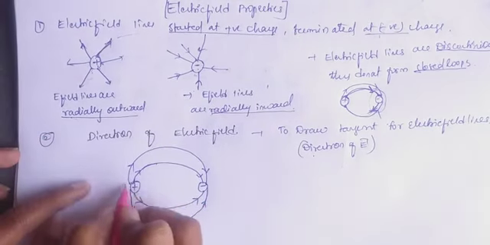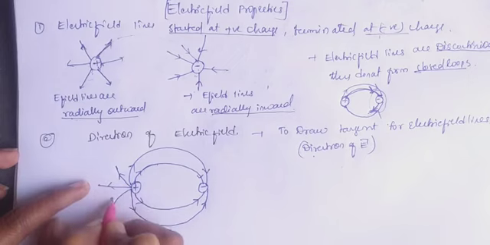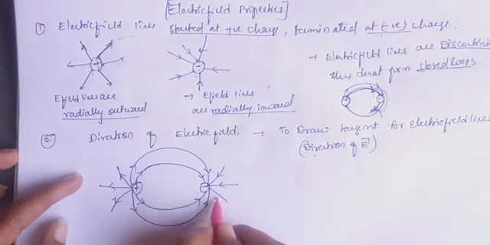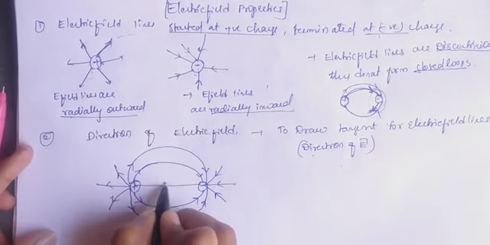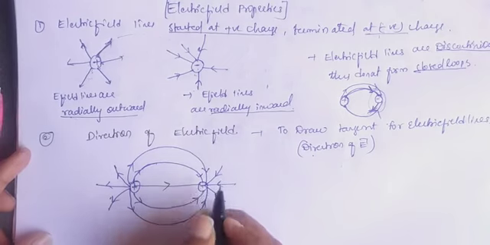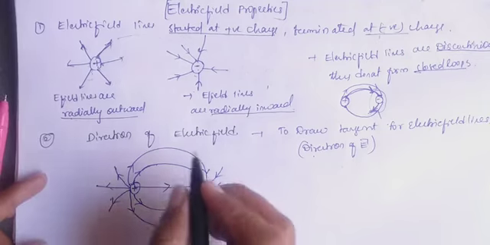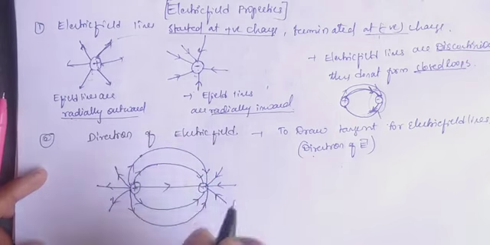Now see here, these are the outward directions. These are the inward directions. See here, these are the electric field lines which go from positive to negative. When we draw a tangent to the electric field lines, let us consider here is the charge. Now I want to get the electric field direction here.